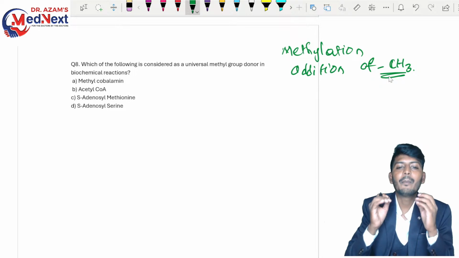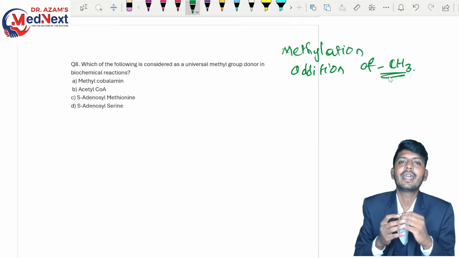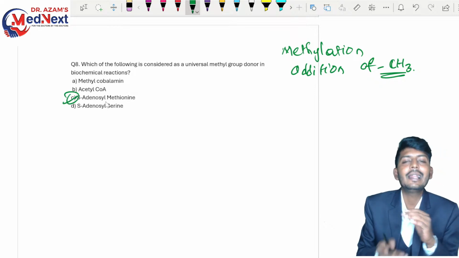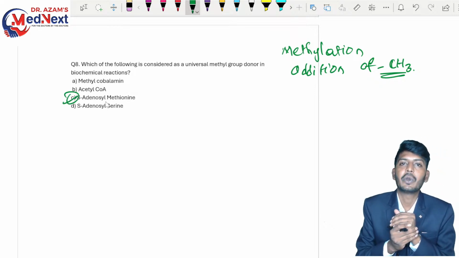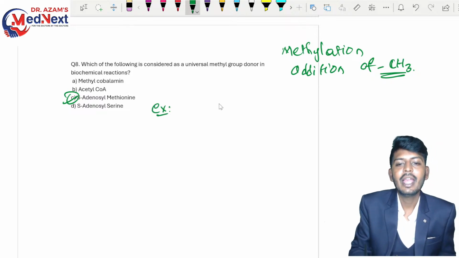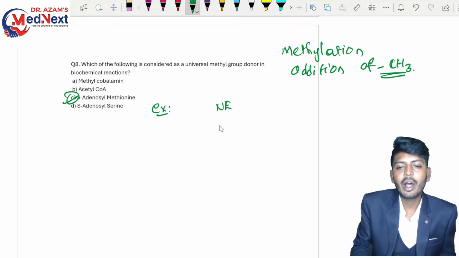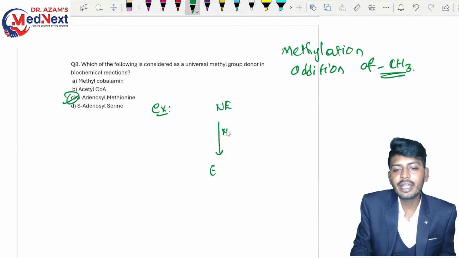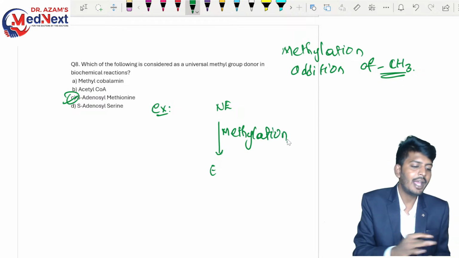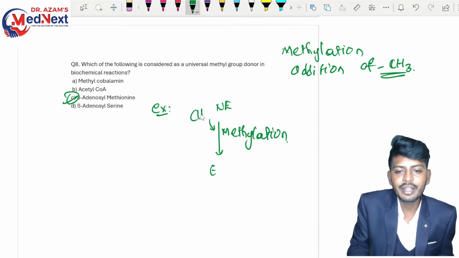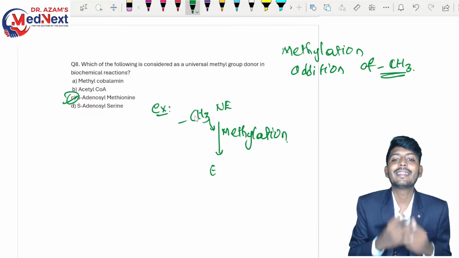So remember, the most important source of methyl group is your SAM, children. What is that? SAM, S-adenosyl methionine. Let's take an example of SAM's role. You have your norepinephrine, right? Norepinephrine will get converted into epinephrine. For this, there should be a methylation. To have this methylation, a methyl group has to be added. CH3 has to be added. So where do we get the CH3 from?